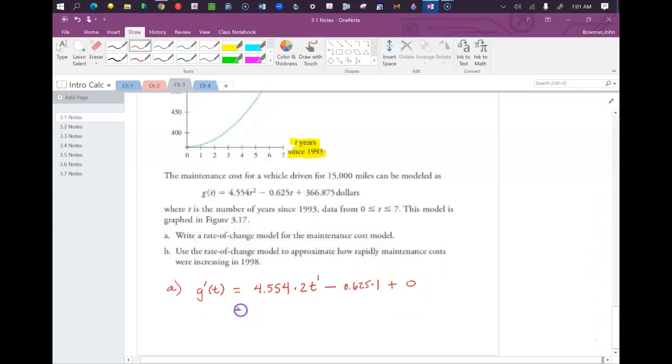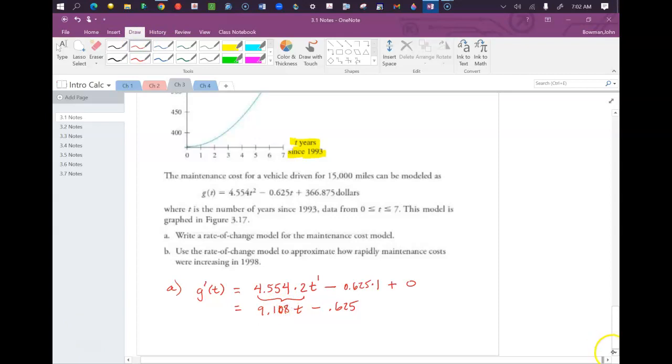Typically that would be simplified, and we would write that as 2 times 4.554. So what would that be? That would be 9.118 t minus 0.625. Excuse my mistake here. I realized I said 9.118. I should have said 9.108.